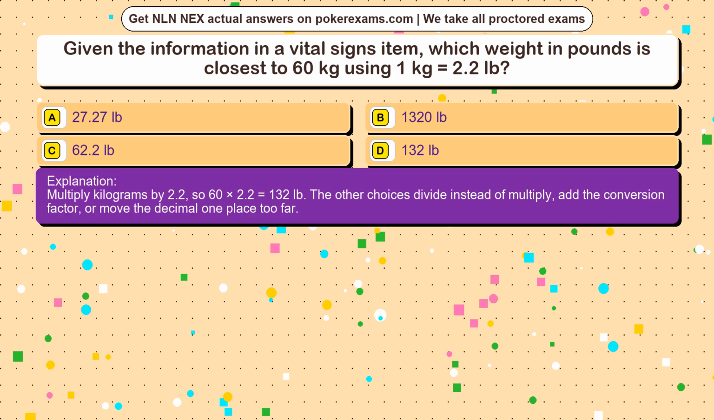Multiply kilograms by 2.2. So 60 times 2.2 equals 132 pounds. The other choices divide instead of multiply, add the conversion factor, or move the decimal one place too far.